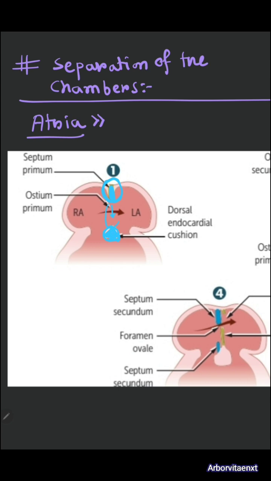And this, as you are seeing in the image, is known as the ostium primum. This is the ostium, an opening which is there, that is known as the ostium primum. So basically this is the first step.